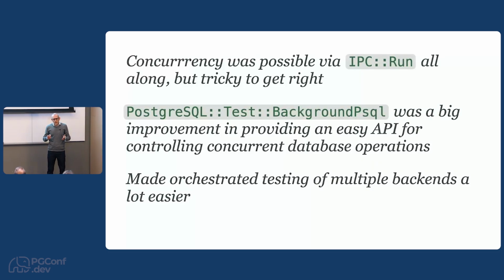And to be fair, all of this was possible all along just using the IPC::Run module. But IPC::Run as just a bare module is hard to use, right? It's not easy to use. The PostgreSQL::Test background psql was a huge improvement in this because it gave us a very simple API for running background psql workers, like just sort of spawning them off, giving them some work to do while continuing to test another process. So that was a huge, huge change, much bigger than we thought at the time, I think, when we committed that. Because it made orchestrating multiple backends a lot easier for testing.